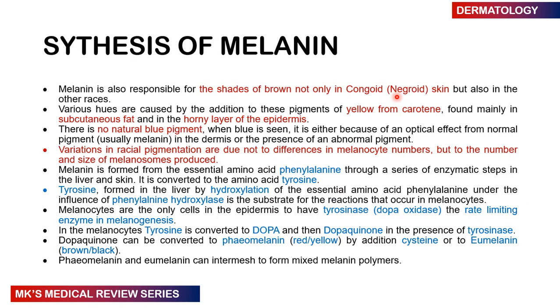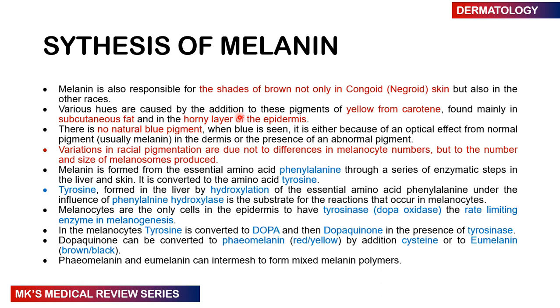Remember that melanin is going to be responsible for the different shades of brown, and it's not only in congoid or negroid type of skin, but it's also in other races. Remember that you have these various hues of color that are going to be caused by addition of these pigments to the yellow that you get from keratin, which is found mainly in the subcutaneous fat and the horny layer of the epidermis. Now remember that naturally there is no blue pigment, and whenever you see a blue pigment, it's either due to an optical effect from the normal pigment, usually melanin in the dermis, or it's due to the presence of an abnormal pigment.